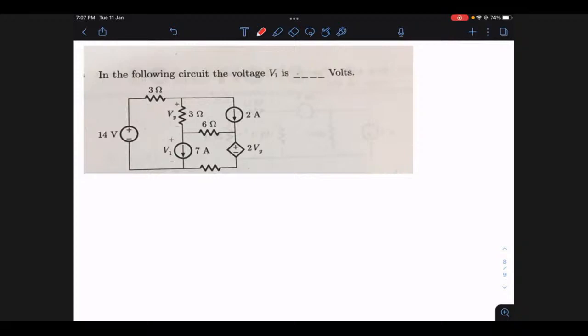As I said, I want to solve this question using mesh analysis. Let me denote this mesh current as I1. This mesh current is 2 ampere. You can see, because this 2 ampere source is in the outer boundary, the mesh current is 2. And for this mesh current, let us take it as I2. This resistance value is also given. This is 2 ohms.